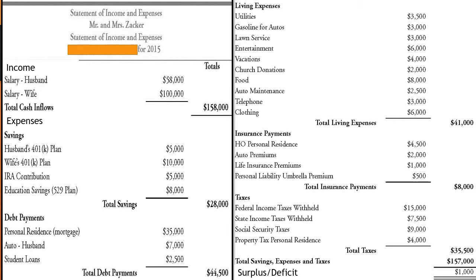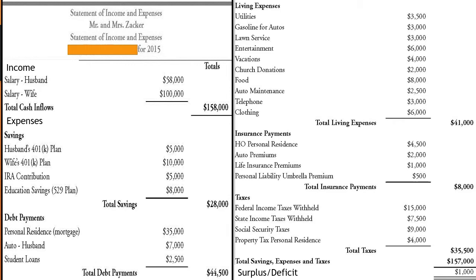And so let's just go through those categories real quick. You could have different categories. It's whatever's useful to you. You don't have to have these categories, but these are categories most households will have. And so they have savings, debt payments, living expenses, insurance payments, taxes. Those are the subcategories they used.